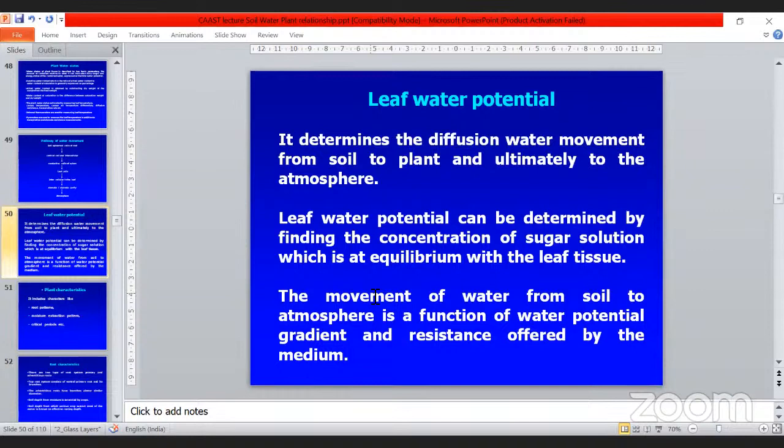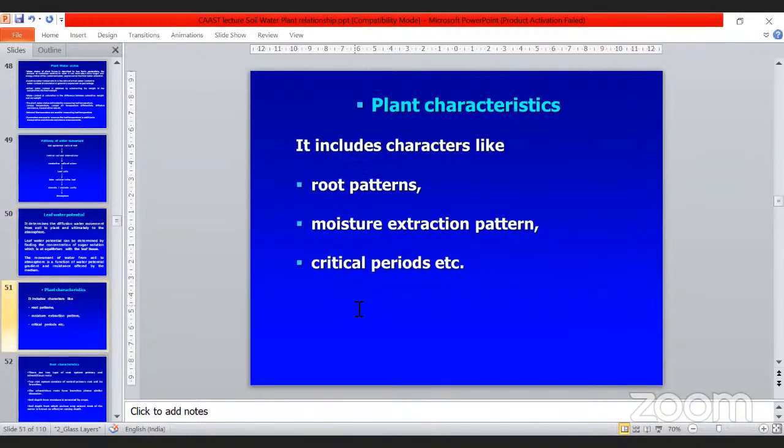These are the various different water potentials. Leaf water potential can be determined by finding the concentration of the sugar solution which is at equilibrium with the leaf tissue. Based on that calculation, the movement of water from the soil to the atmosphere is a function of the water potential gradient and the resistance offered by the medium. So which types of resistance are there where water is moving from the root to the leaf surface? There is a lot of resistance, because it is not going easily. It's not a pipeline. It is obstructed by many things, maybe insects, pests, or diseases, and the water does not reach the particular height, or maybe some physiological disorders are there. So this is what we call leaf water potential.